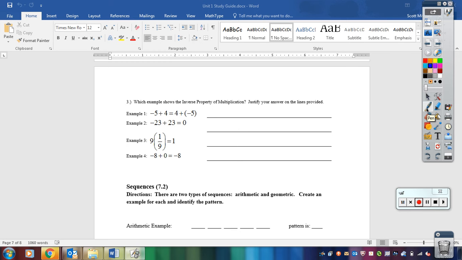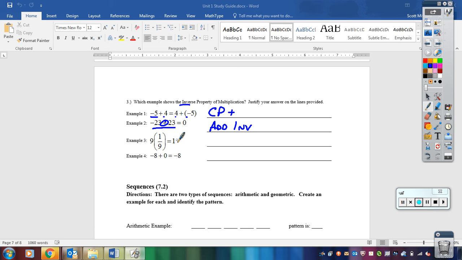Number 3 asks us, which example shows the inverse property of multiplication? How do you know? Well, from here to here, negative 5 and 4, 4 and negative 5, that's a commutative property of addition. How do I know? The order changed. The inverse reverses things. Negative 23 plus 23 is 0. Now that's an inverse, but it's the additive inverse, because you're adding opposites.